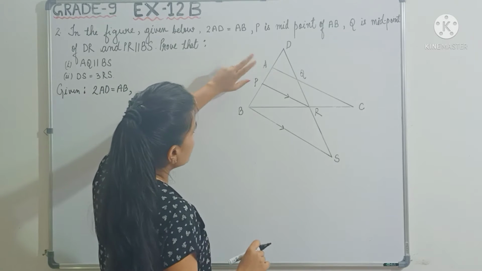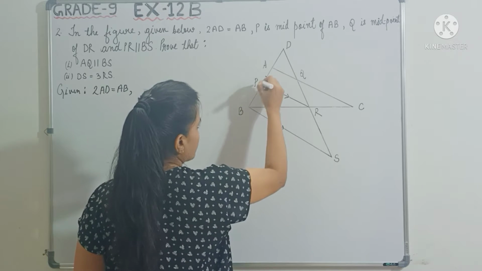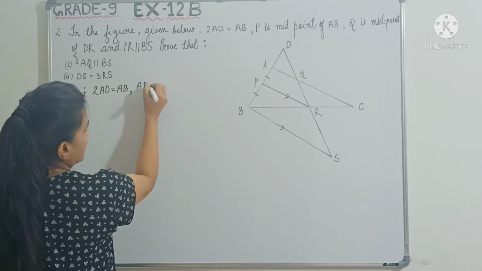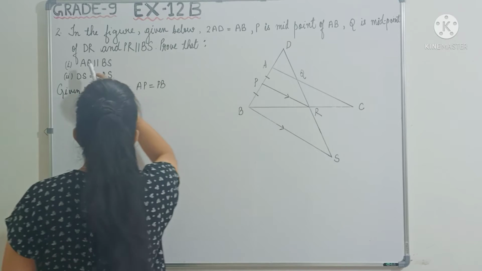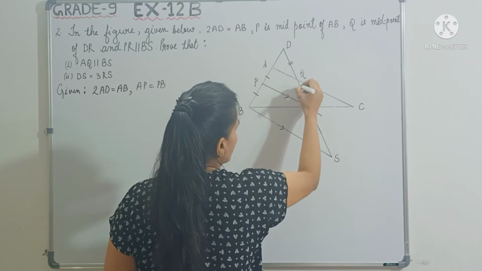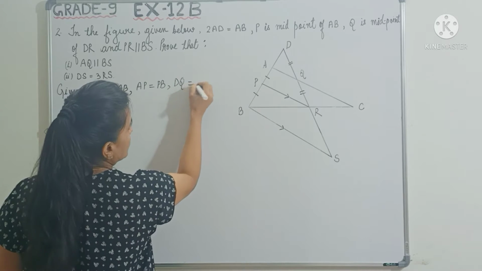P is the midpoint of AB. It means these two are equal, right? So I can write down AP is equal to PB. Q is the midpoint of DR. It means these two will be equal to each other. So DQ is equal to QR.